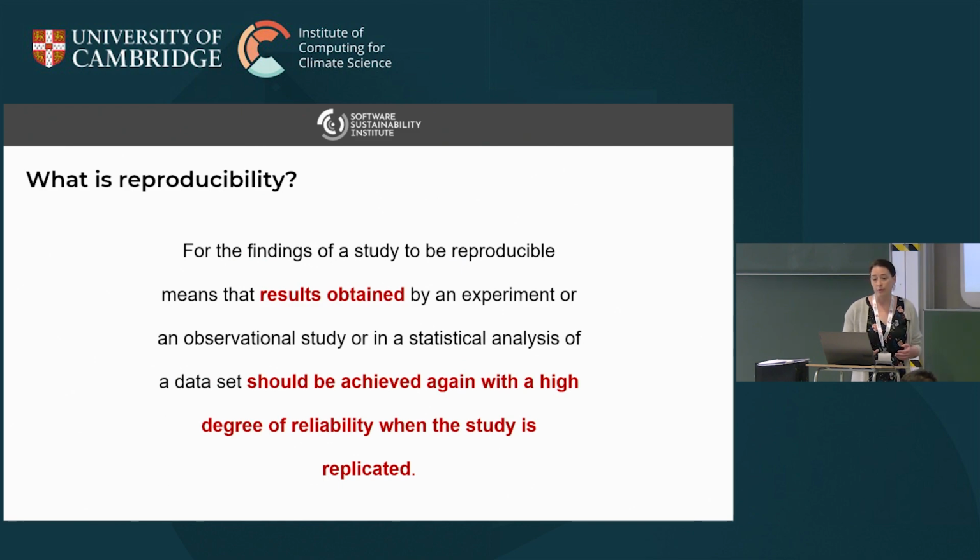So today I'm going to really focus on reproducibility. For the findings of a study to be reproducible, it means the results obtained by an experiment, an observational study, or a statistical analysis of a data set should be achieved again with a high degree of reliability when the study is repeated. So it's what you learn in school, in a science experiment: if you do it twice, you should get the same answer.